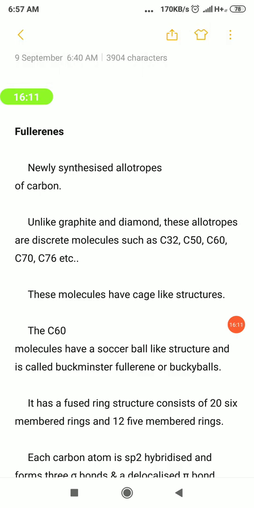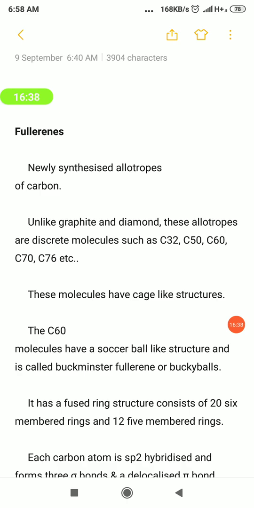Unlike graphite and diamond, these allotropes are discrete molecules. Discrete molecules are many carbon atoms united together. Carbon 32, carbon 50, carbon 60, carbon 70, carbon 76, etc. Okay, it's a discrete molecule, consisting of many carbon atoms. And these molecules possess a cage like structure.